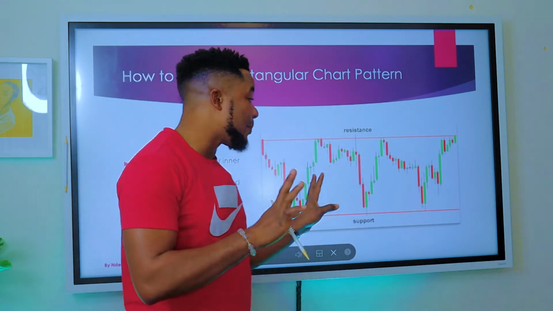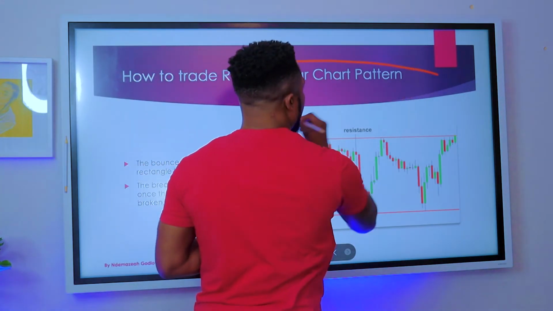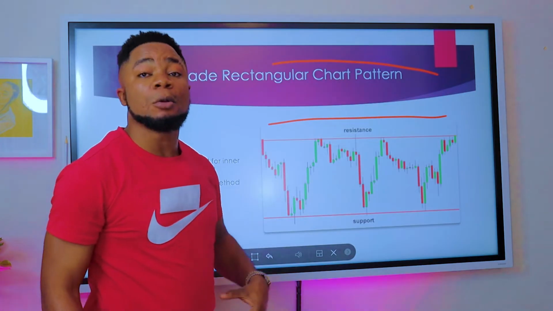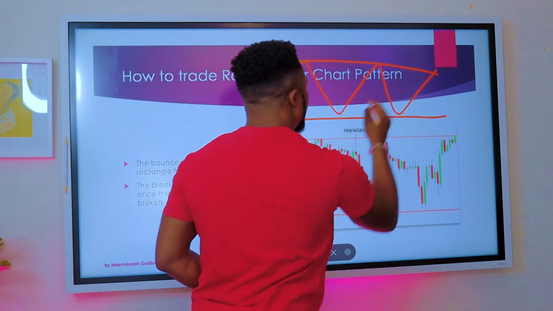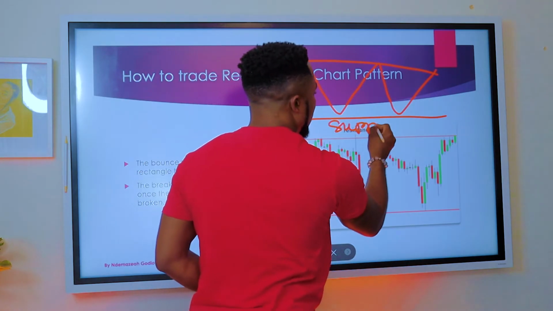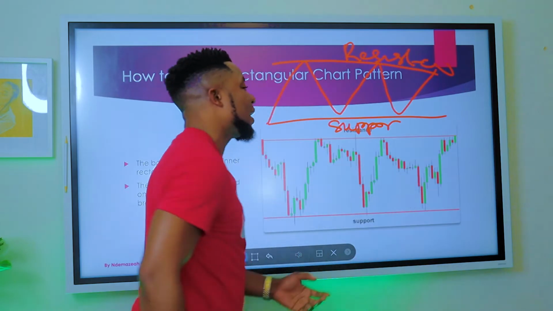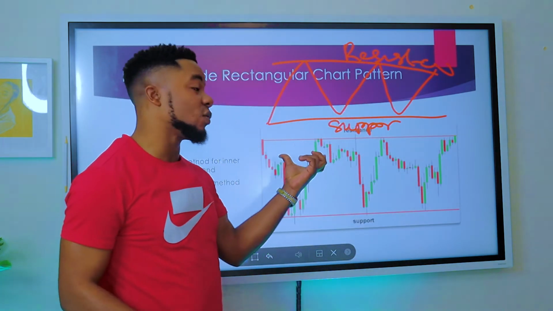Here on the rectangular price pattern, you can use two methods. The market is bouncing on support and resistance. Whether we are talking of a bearish rectangle or a bullish rectangle, it will obviously form this, all right? Where the market is bouncing on support and resistance. All right, so anytime you see the market is bouncing on support and resistance, there are two methods you can use to trade this particular structure.